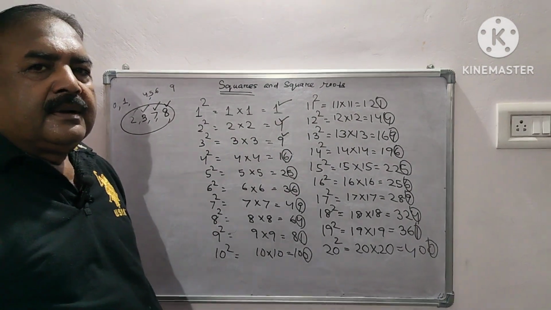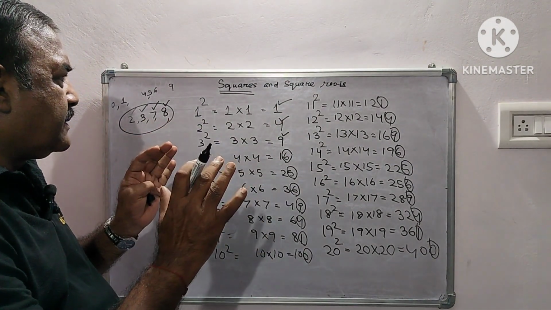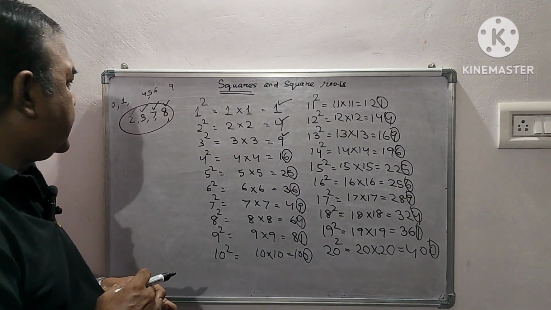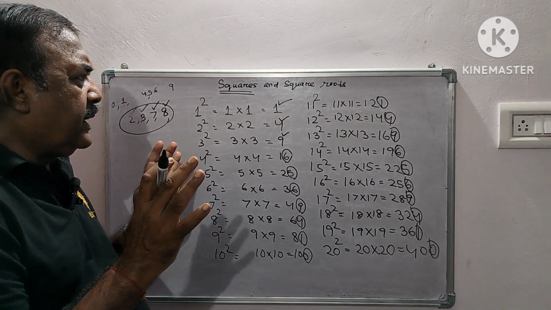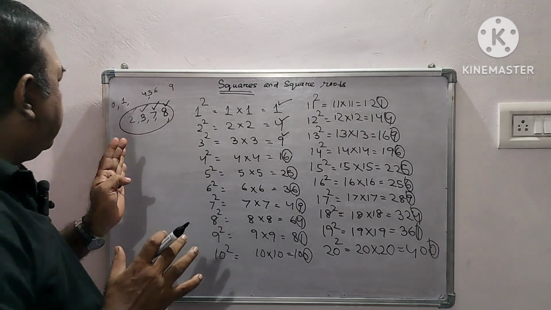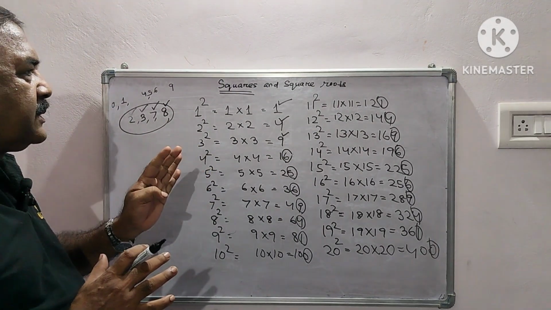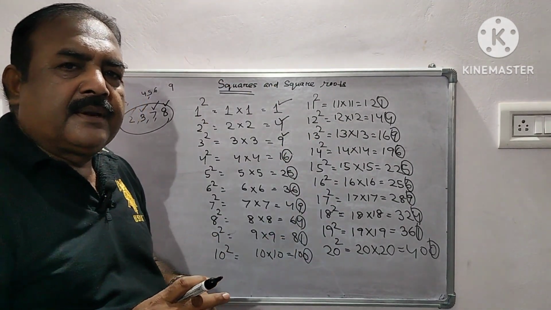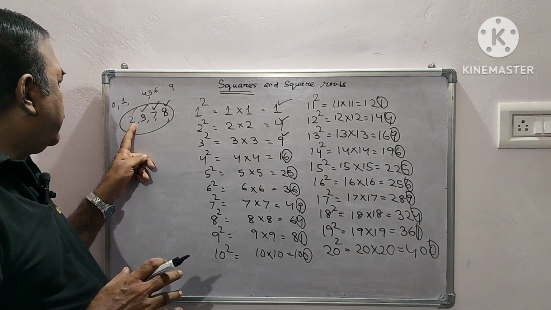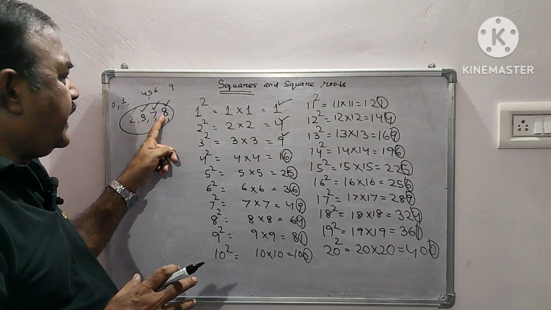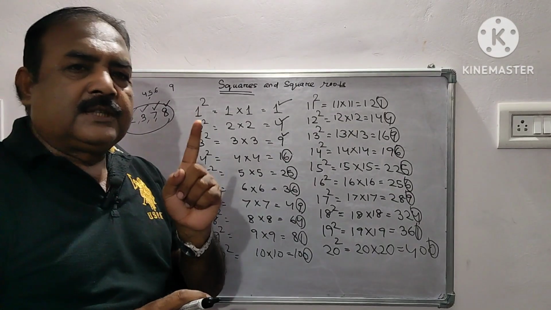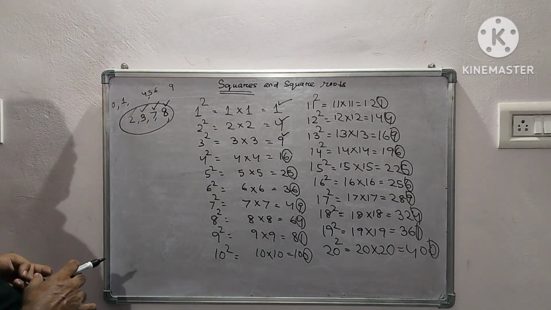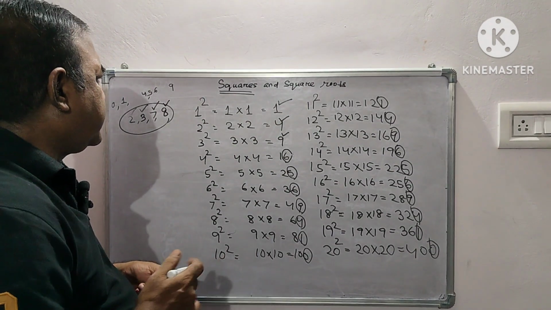in a square number. So if you are asked which is not a square number, you need not calculate. By looking at the numbers, you can tell that this number cannot be a square number. If 2, 3, 7 or 8 is present in the ones place of the number, that cannot be a square number. That is to be marked.